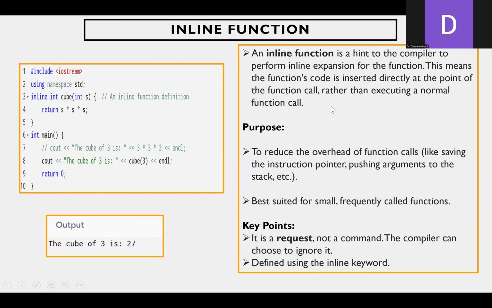This overhead can become costly for small functions that are called very frequently. So to avoid this, we can use inline functions. An inline function is a function where the compiler replaces the function call with the actual code of the function during compilation. So instead of jumping to another memory location, it just executes the function body directly, saving time. Let's have a code walkthrough here.